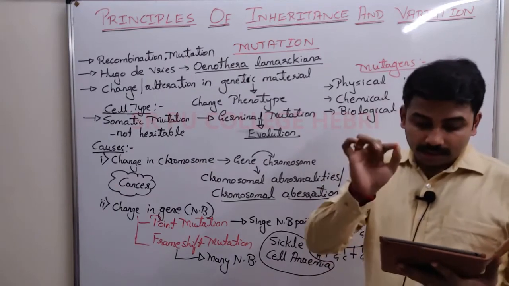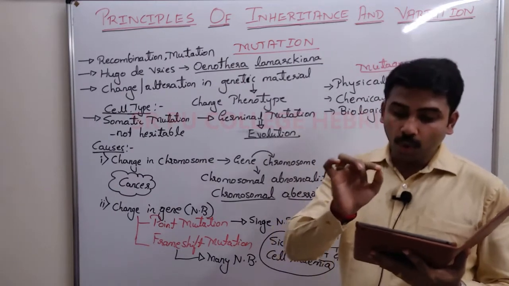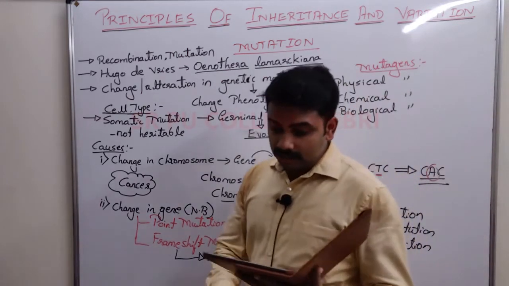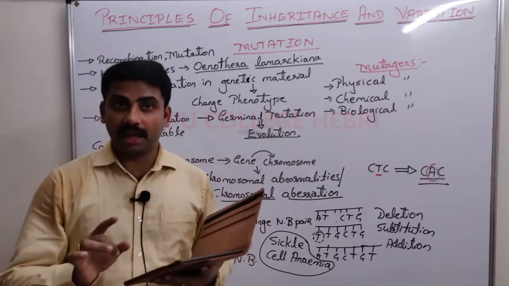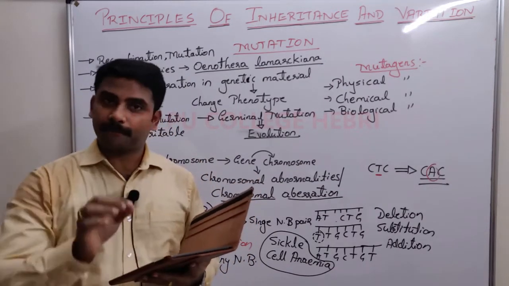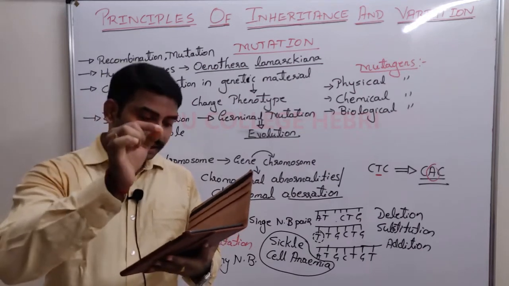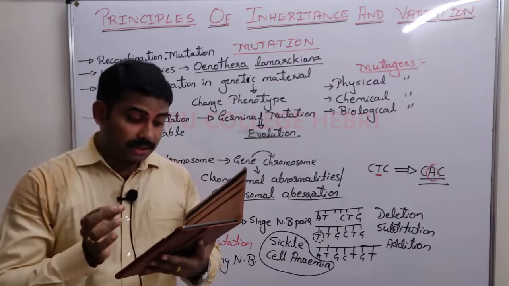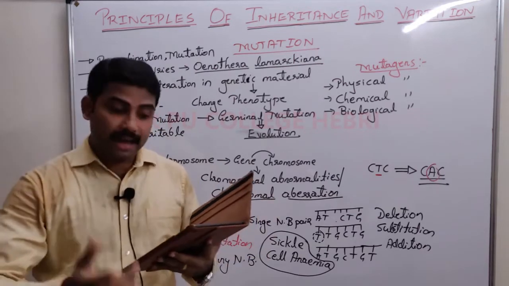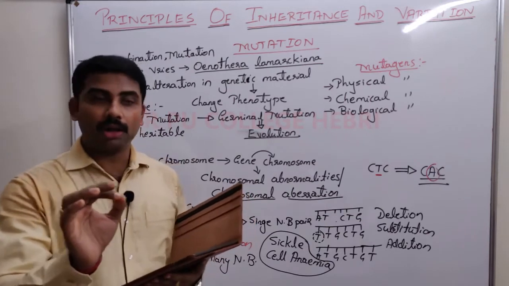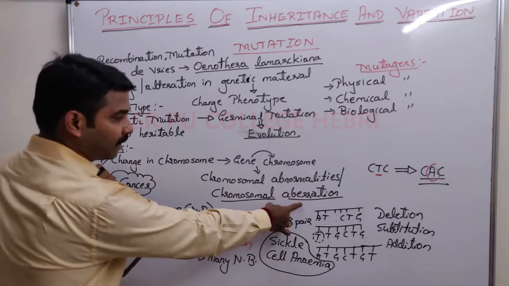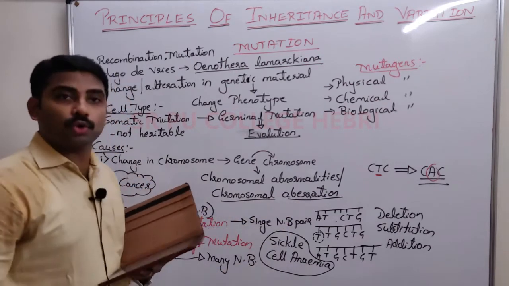Since genes are known to be located on chromosomes, alteration in chromosome results in abnormalities or chromosomal aberrations. Chromosomal aberrations, underline chromosomal aberration.